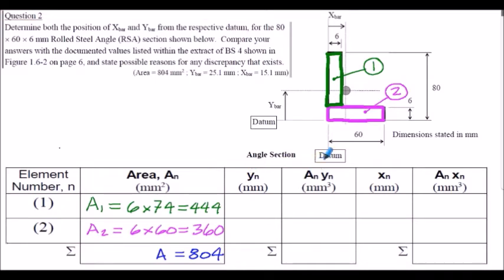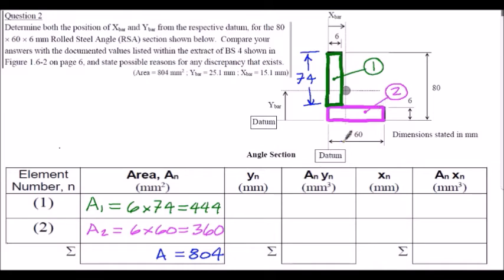So from the geometry given, element number 1 here, the area is going to be the 6 mm width here, multiplied by 74 mm, which is the height of element number 1. We find that by subtracting 6 mm from the 80 mm here. So 80 subtract the 6 gives us 74, and that's the height of element 1 the way I've depicted it on the sketch here.